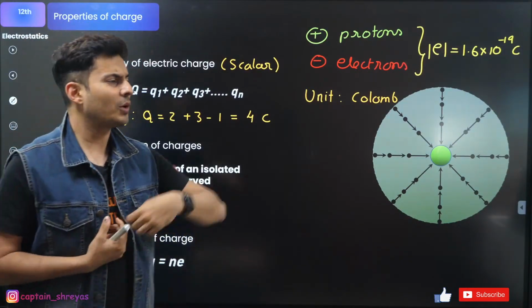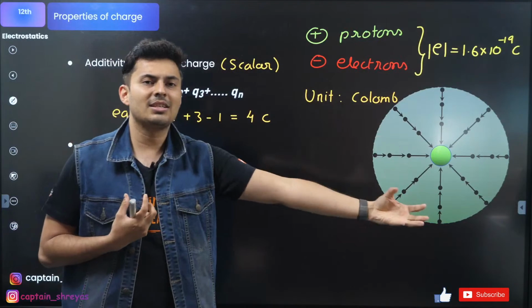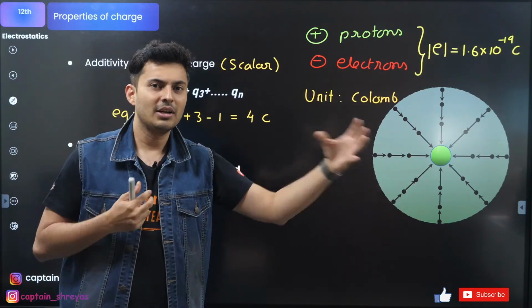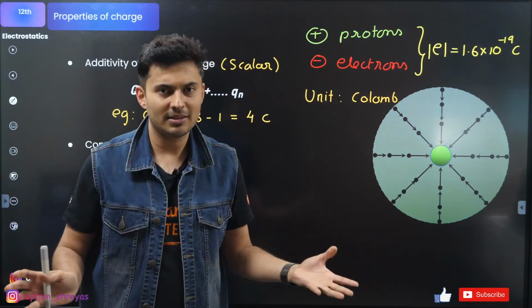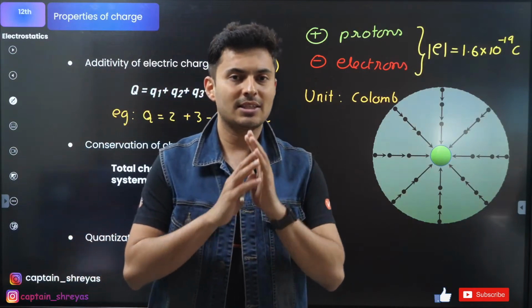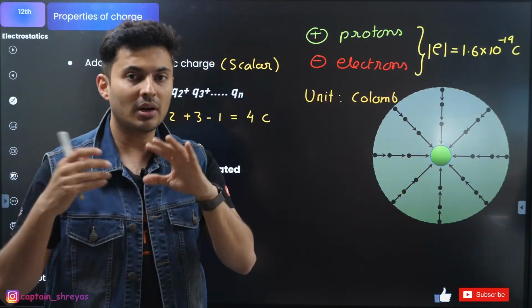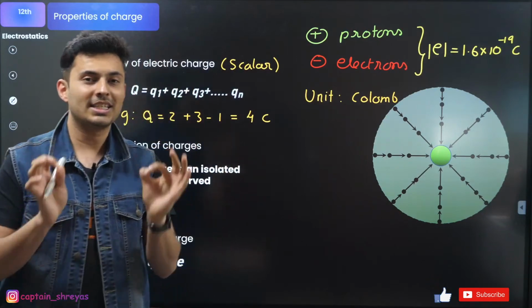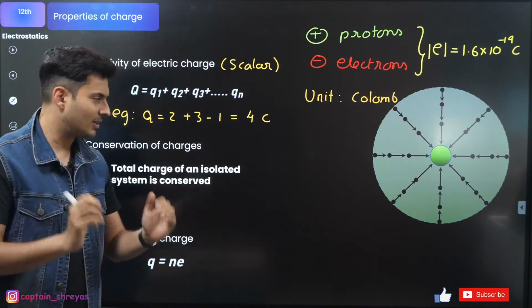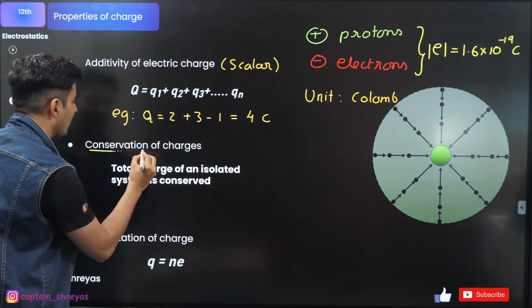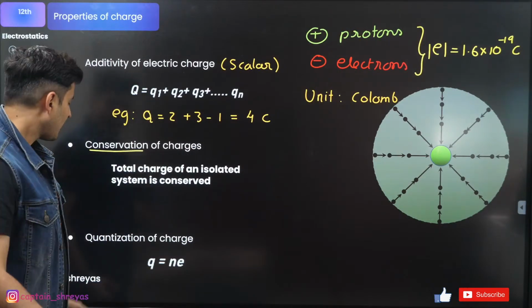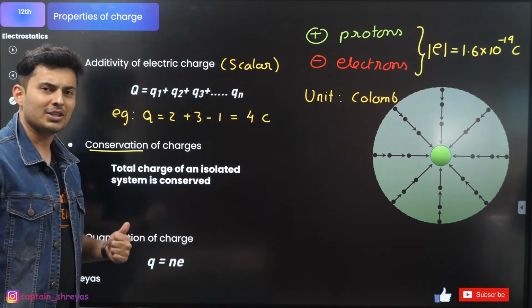Makes sense? If electrons go from here to here, the negative charge just goes from this point to other point. So total negative charge will remain the same. So understand, charges cannot be created nor can they be destroyed. The total charge in an isolated system is always going to be conserved. Everyone with me? Last one is quantization of charge.